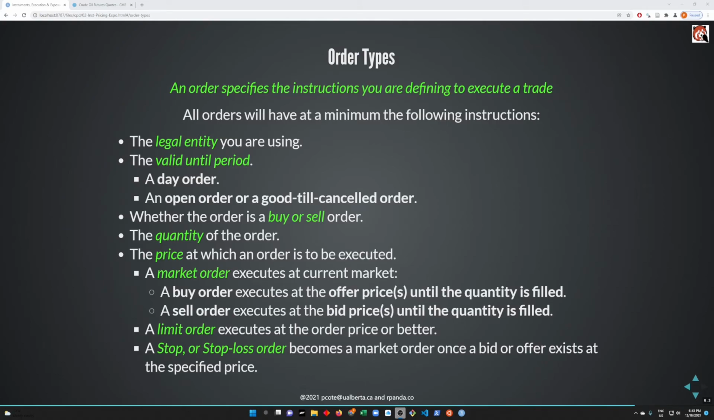Unlike a market order, a limit order will only execute at the order price or a better price. And a stop or stop loss order becomes a market order once a bid or offer exists at a specified price. Stop loss orders are often found on long positions where, for example, you don't want to lose more than 10% of the market value. So we'll put a sell order at a level 10% below its market price.